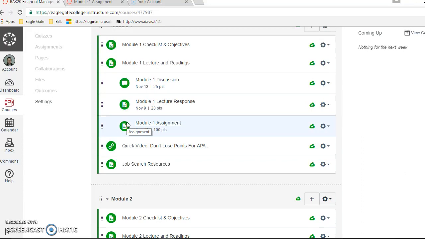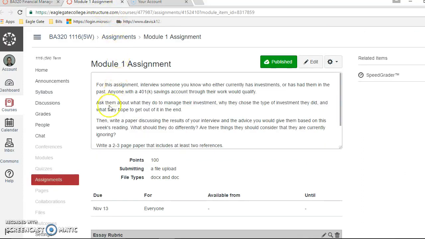Okay, so let's go back to the Module 1 assignment. So your Module 1 assignment here. So for this assignment, you need to interview someone you know who currently has investments. So let's talk a little bit about what investments are. Investments aren't a savings account. A savings account is you're just putting money in there and you're getting your 0.5% or whatever the current rate is on that. That's not an investment really.